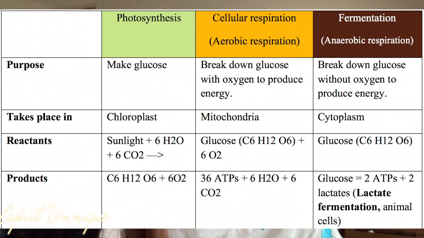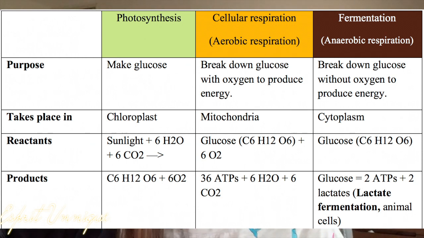Photosynthesis, its purpose is to make glucose. It takes place in the chloroplast, and its reactants are sunlight, 6 waters, and 6 carbon dioxide. Its products become glucose plus 6 oxygen.